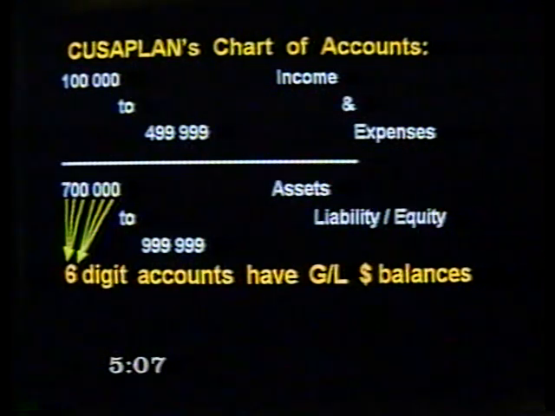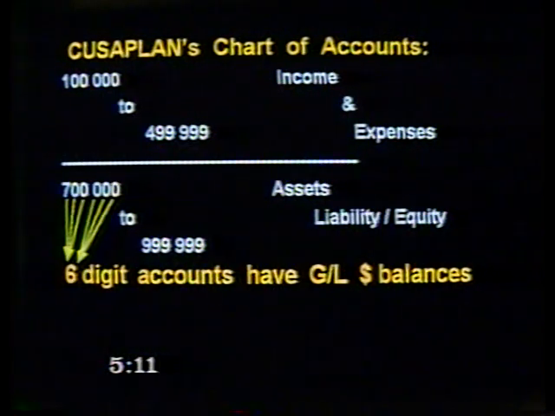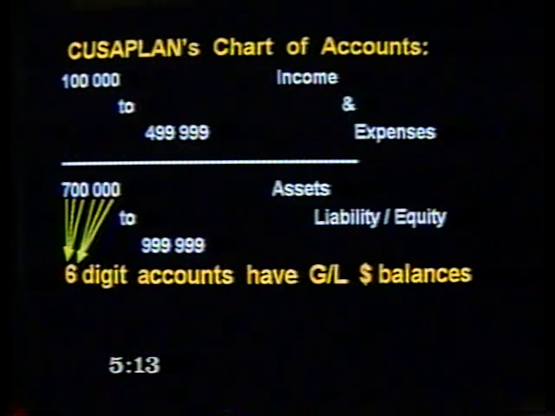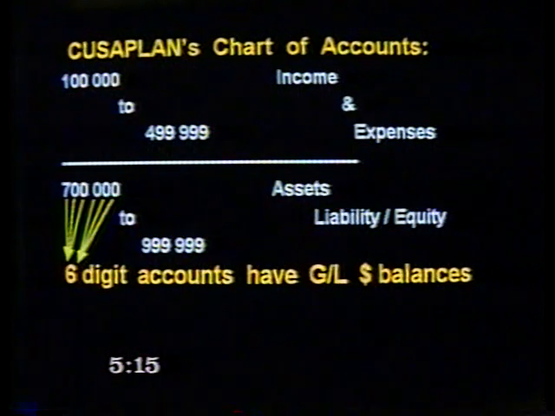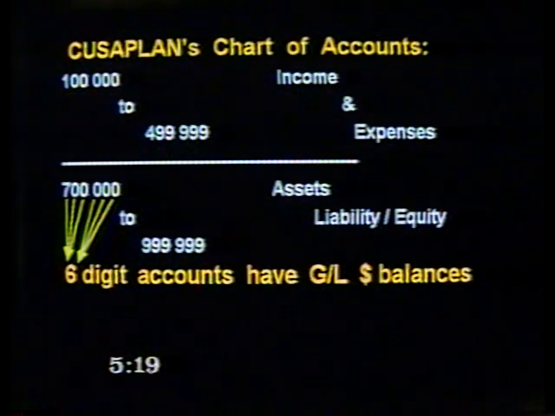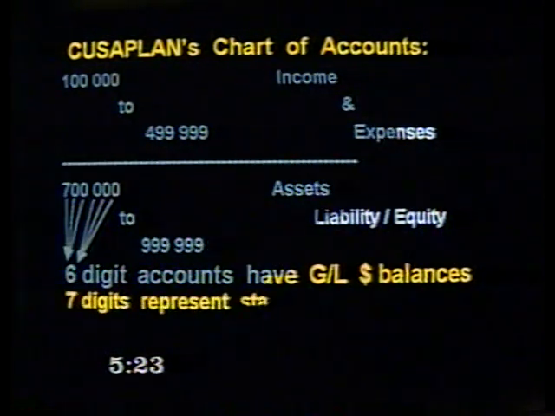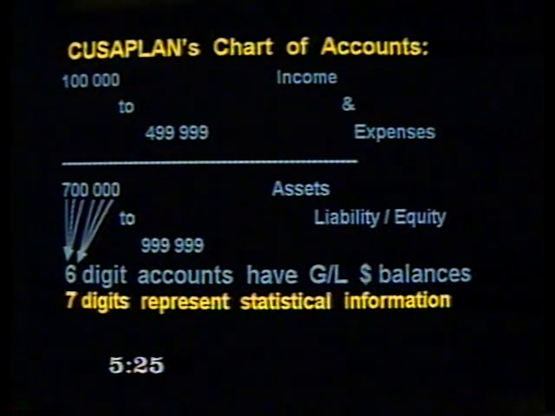We don't want to stop with just the GL data though. Wouldn't it be nice to track interest rates, yield on loans and investments, cost of funds from dividends, number of members, how many loans did we disperse last month, and the average loan amount per member? All this information is conveniently stored in 7-digit statistical account numbers.